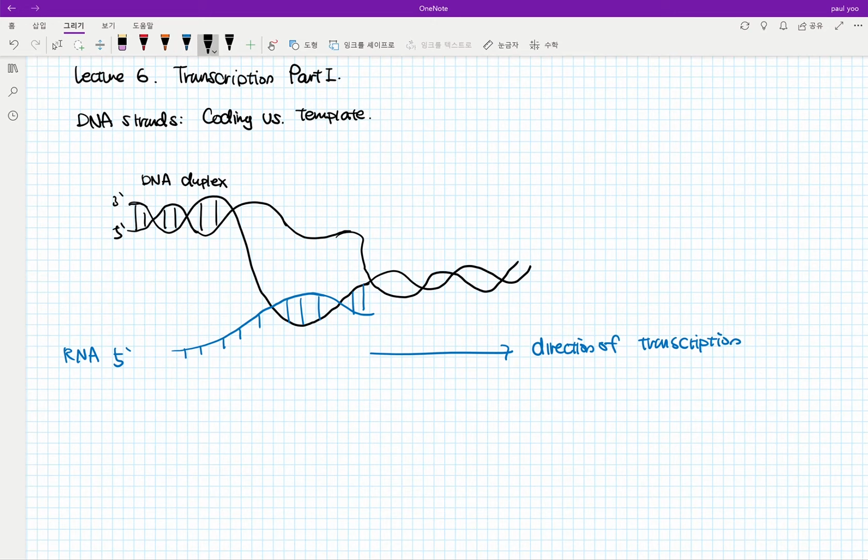So from the 3', this is going to be 5' and 3', and this is the 3' end of the RNA, and we call that strand the template DNA strand, and this strand the non-template DNA strand.